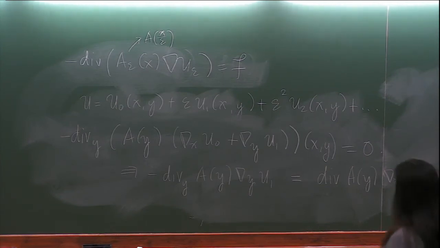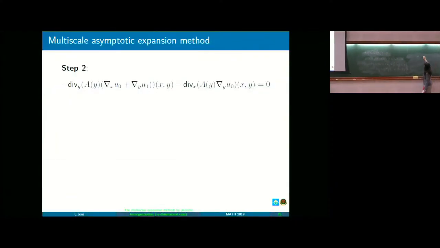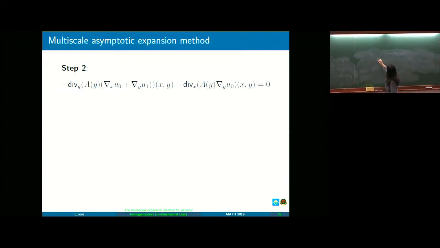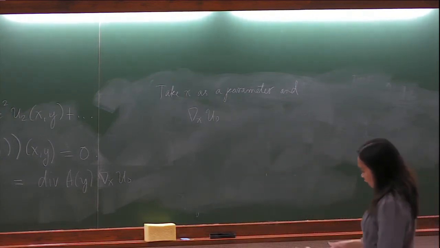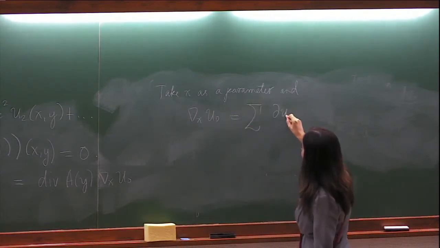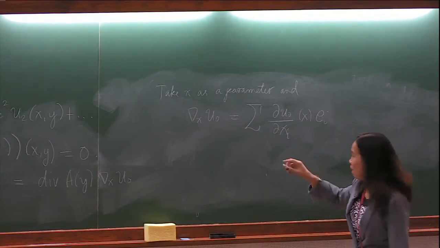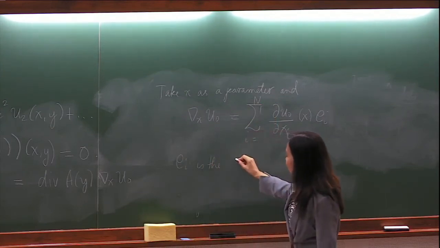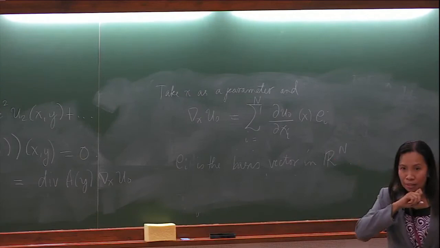Okay. So let us take a look at u1. Again, let us take x as a parameter, and we can observe that the gradient of u0, or the derivative of u0 with respect to x, can be expressed as the summation of the partial of u0 with respect to xi of x, times ei. What is ei? ei is the basis vector in R^n.